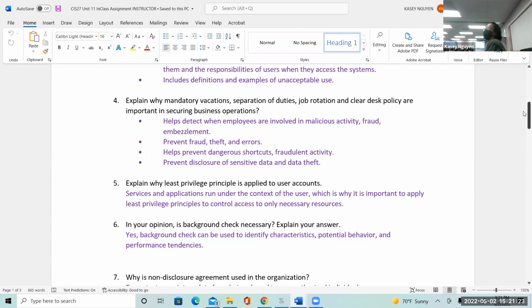Also, a company wants to prevent disclosure of sensitive data and data theft. Data is a crucial element in our world. Making sure that you protect the data, right? Because it costs money to build, and it's important, it's sensitive.